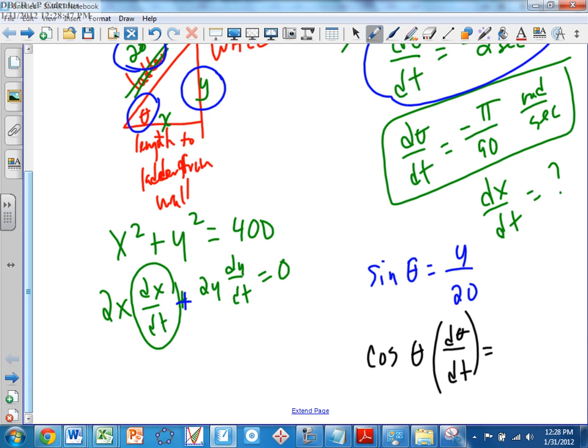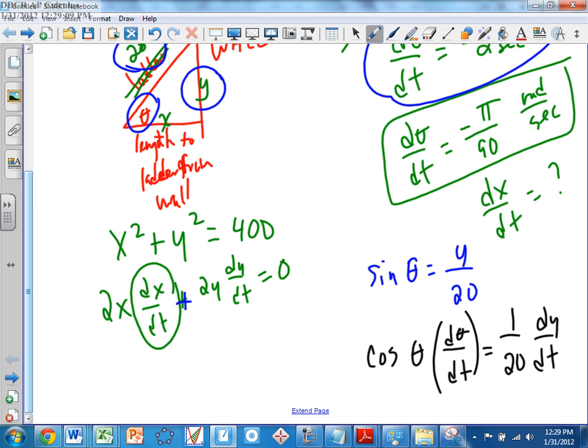So cosine theta d theta dt. The derivative of y is just 1, so this becomes 1 over 20. The derivative of y, we need dy dt. So take a look, people. If I solve for dy dt, it'll have a d theta dt. Simply plug it in over here, and then we'll multiply the 2y and do all of our work like that. Now multiply by 20, so bring the 20 up.